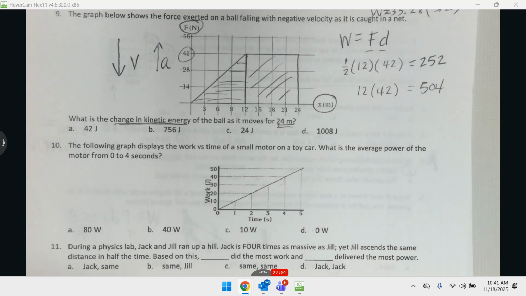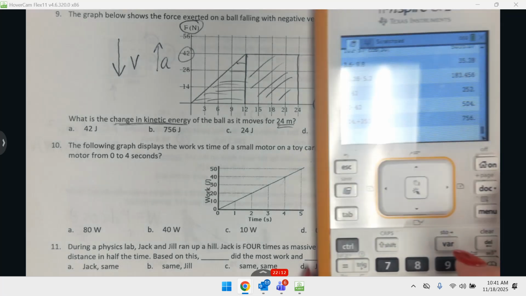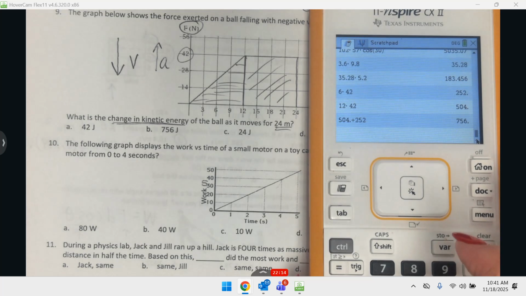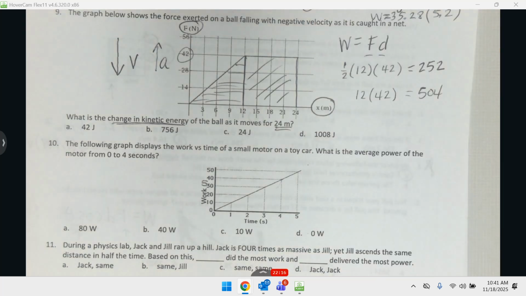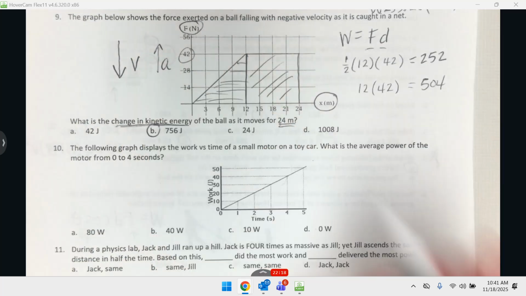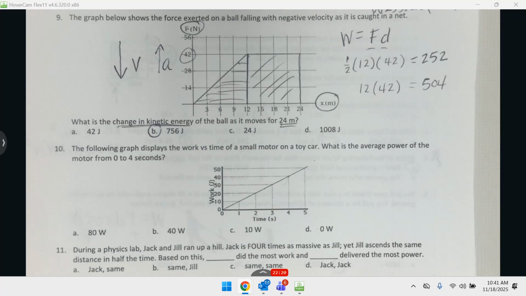And then you're going to add them together. Okay, you're just finding the areas and then adding them together. Okay, so 504 plus 252 is 756. Okay, and so that would be your answer, 756 joules. It is the area under that graph, and it is answer choice B for number 9.